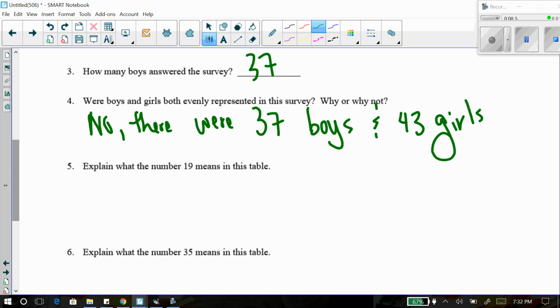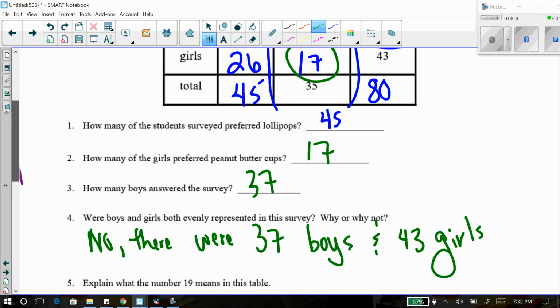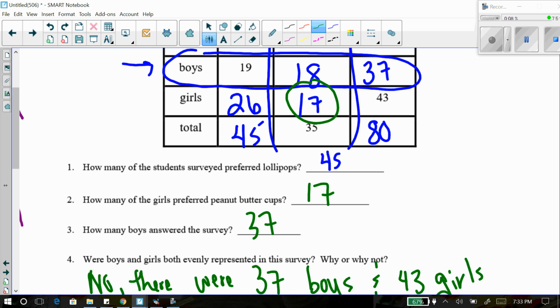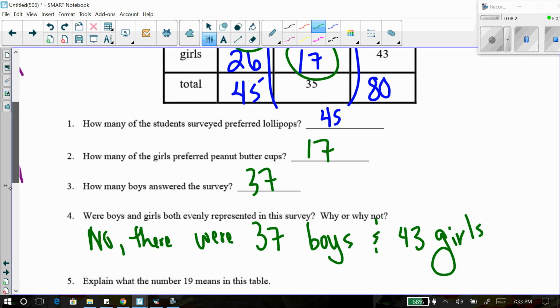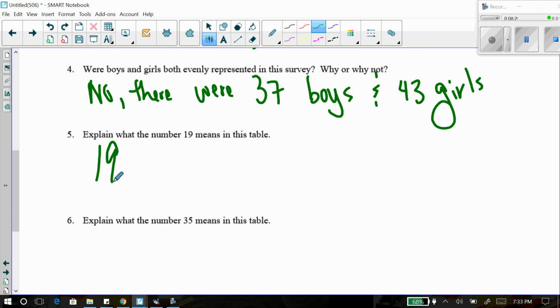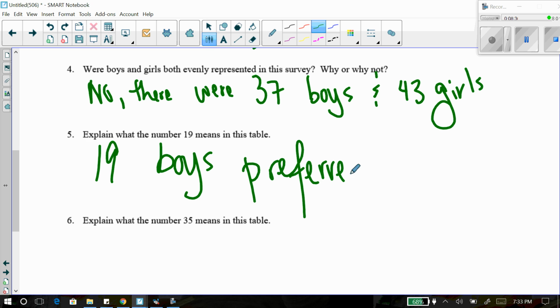What does the 19 mean in this table? The 19 tells me that 19 boys preferred lollipops, right? Boys and lollipops. So 19 boys preferred lollipops.